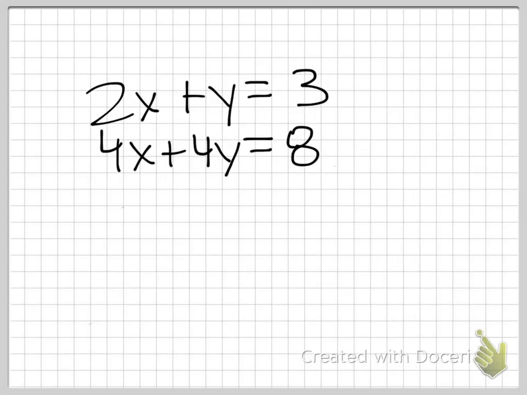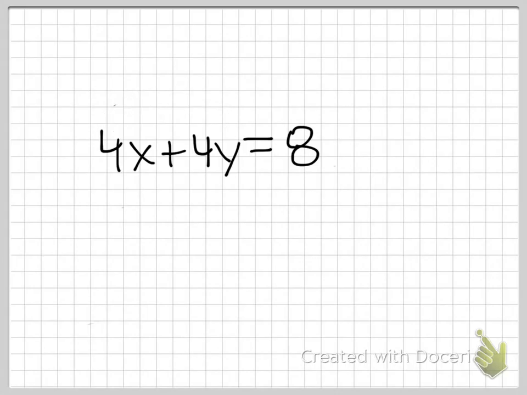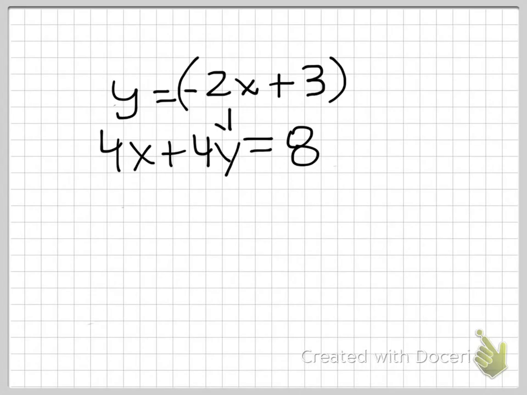Here we're also solving using substitution, so we need to make either equation equal to y or x. I choose the first one since all we have to do is move the 2x over, so it becomes y equals -2x plus 3. And now we take the -2x plus 3 and plug it in for y into the other equation to be able to solve for x.